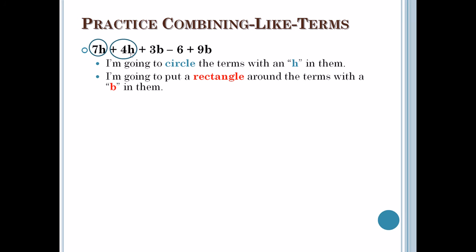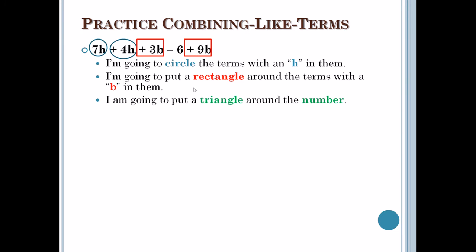And let's put a rectangle around those b's. I've got positive 3b and a positive 9b. Let's try triangles now. I'm going to triangle everything else. I've got a triangle around my negative 6, and it's all alone. Now the triangle looks pretty cool. Maybe I should have started with that. I kind of like it.